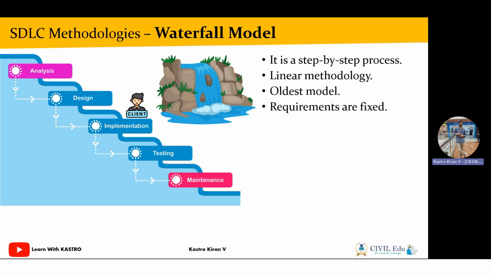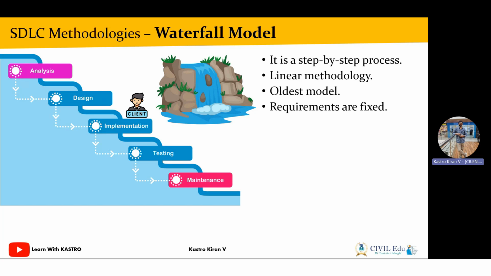And here in the waterfall model, the requirements are fixed. What does it mean by requirements? In the analysis phase or the requirements gathering phase, whatever initial idea the client comes up with, based upon that initial idea, the requirements will be fixed. Now, if the client interferes in between, that causes disturbance to the work progress. So here in the waterfall model, the client requirements are totally fixed. That is also one of the disadvantages, because in real time, the requirements may not be fixed every time.